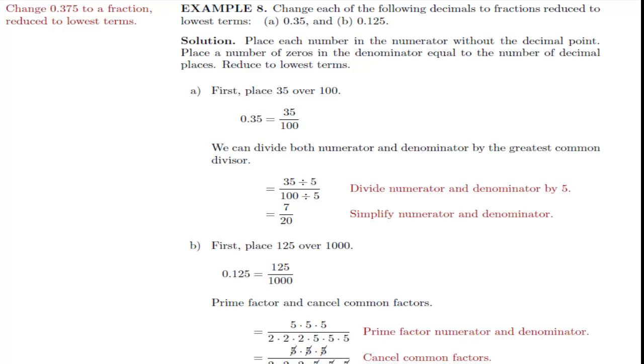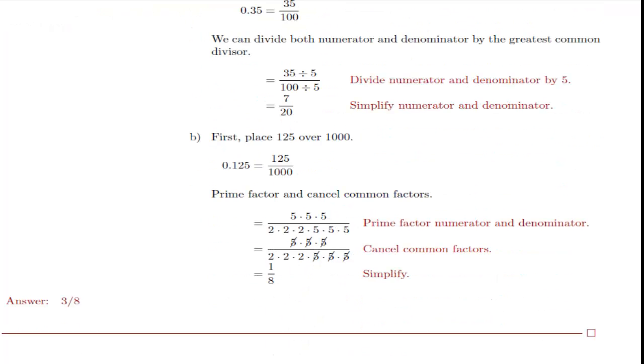B. 0 and 125 thousandths. First place 125 over 1,000. Then prime factor and cancel common factors. 125 in the numerator is equal to prime factors 5 times 5 times 5, and 1,000 in the denominator is equal to prime factors 2 times 2 times 2 times 5 times 5 times 5. The numerator and denominator have 3 5s in common, so we will cancel those, and we're left with 1 in the numerator and 3 2s in the denominator, which leads to the reduced fraction 1 over 8.